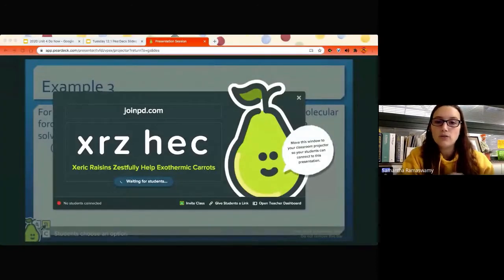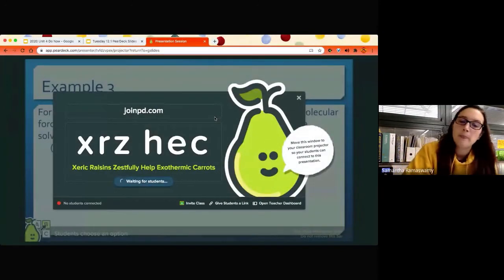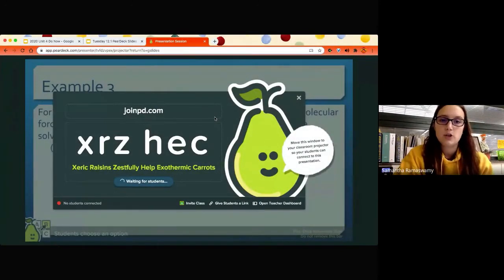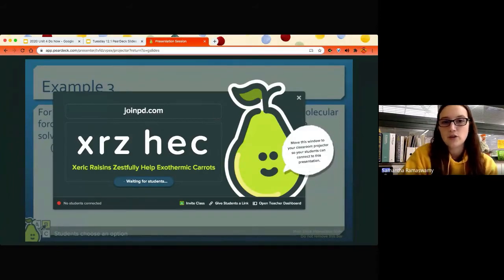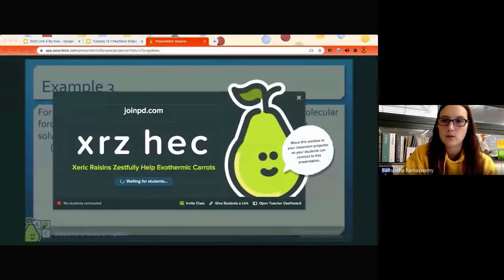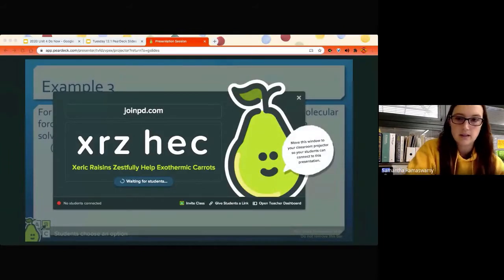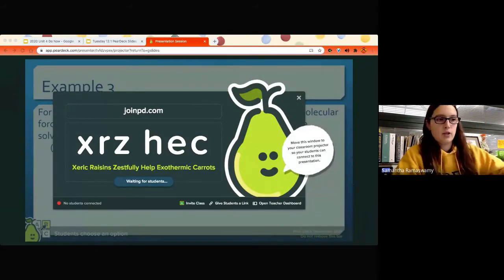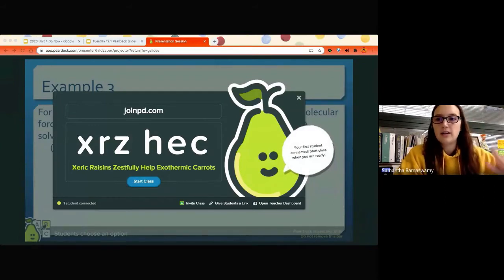So what you need to do is, again, open a new tab in Chrome and go to joinpd.com. So you'll go to joinpd.com and then the code is right here. So XRZHEC. And I can also put it right into the chat for you as well if you want to just click on the link. So you also can just click on that link that I just put into the chat.